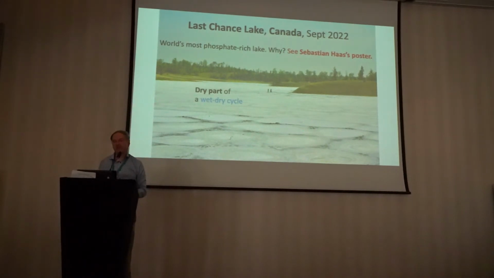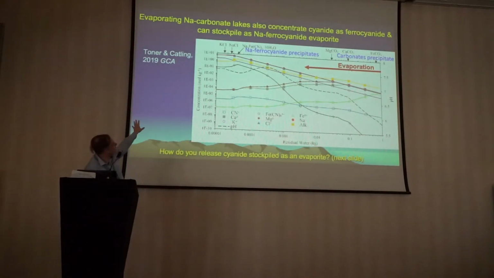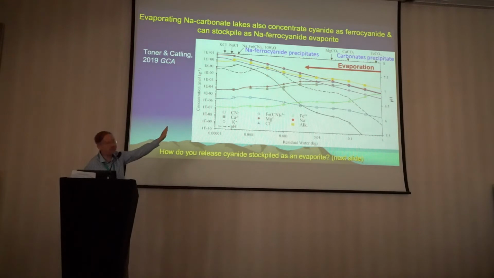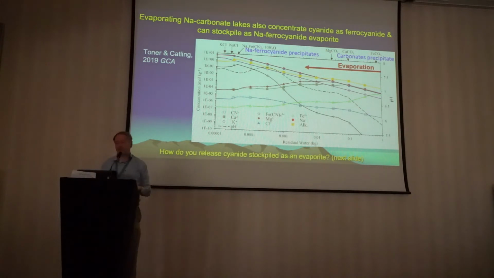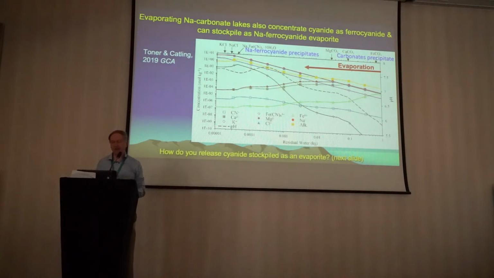Why is this lake the most phosphate-rich lake in the world? You can also do models of these kinds of water chemistries. So we start with a kilogram of water on the x-axis, and we remove the water in the computer model, and we see how the water evolves. And as it evolves, we precipitate things out indicated at the top of this graph, so the carbonates. And with cyanide in the system, we end up precipitating out ferrocyanides. So the iron tends to form a complex with the cyanide. So we can actually stockpile these reagents through evaporation on the early Earth.